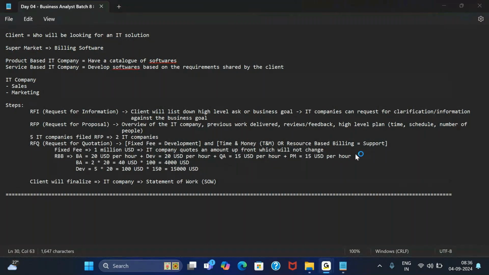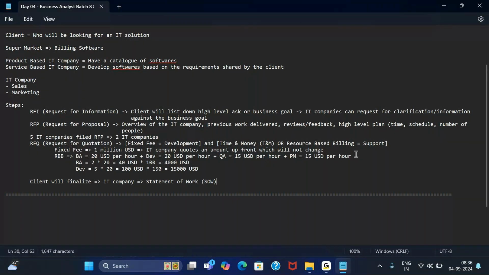Now, looking at this, I hope you understood that nowhere did we take the name BA, Business Analyst. Once client and the IT company have signed an SOW, that is where we start referring to the work as projects. Once we have this project, that is when business analyst, developer, QA, these people start getting involved. So before the project, in all this activity, BA is not involved.